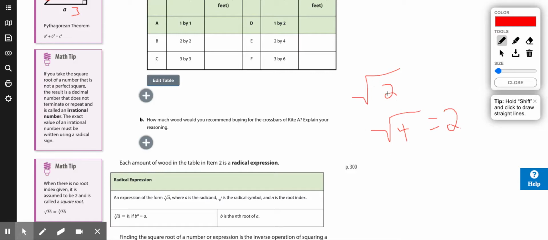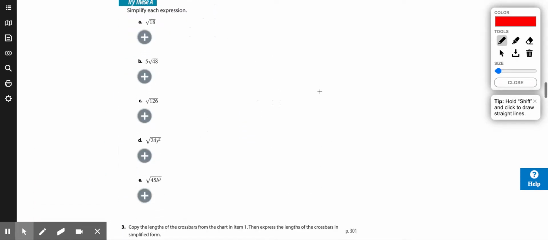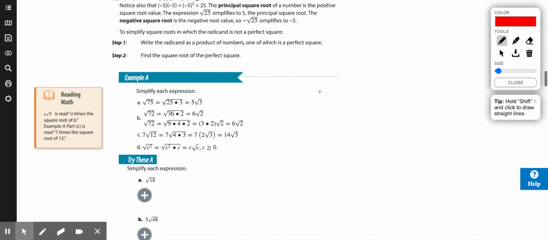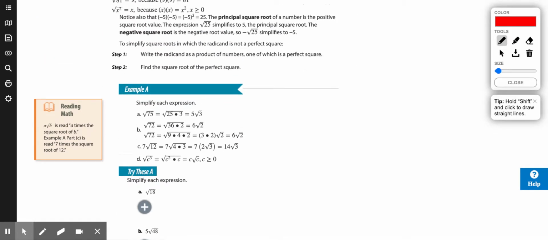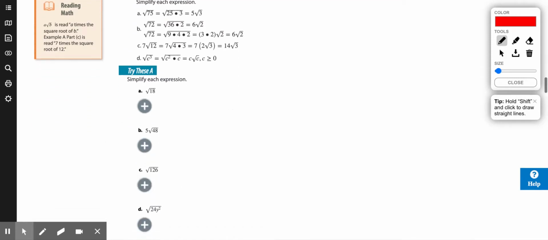And that's what happens when we try to find the square root of non-perfect squares. So let's go down. Let's look at this. Sometimes we need to be able to simplify square roots, basically break them down, reduce them. And to do that, what we do is we break up the number into its factors and see if any of those are perfect squares that we can understand and actually know.